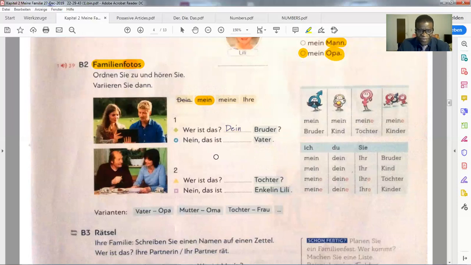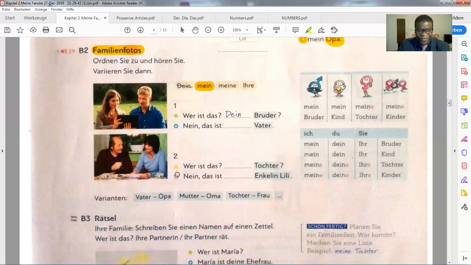Let's go to photo 3 or 2. Now look at this. This looks like a formal setup. Okay? Informal. That's why we are using dein. Okay? This is informal. Now check. There is das. Tochter, your daughter. Of course, it can be mein, dein. So now it's going to be here Ihre, okay? Ihre Tochter. Why Ihre? Because Tochter is feminine.